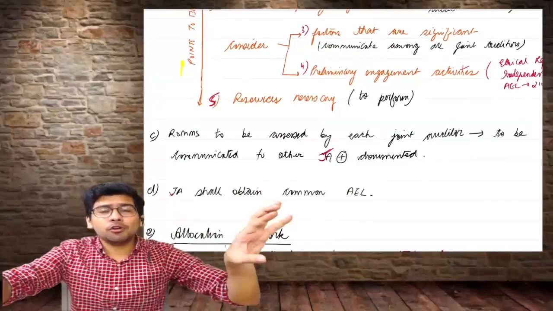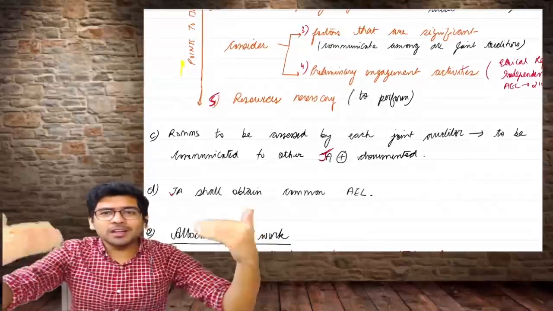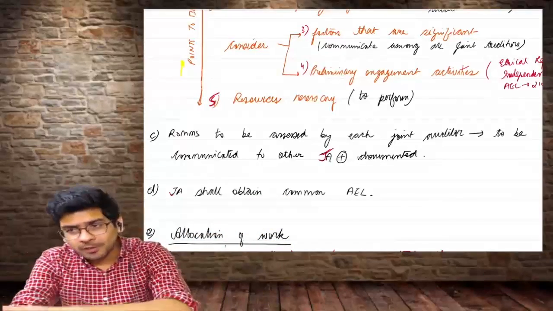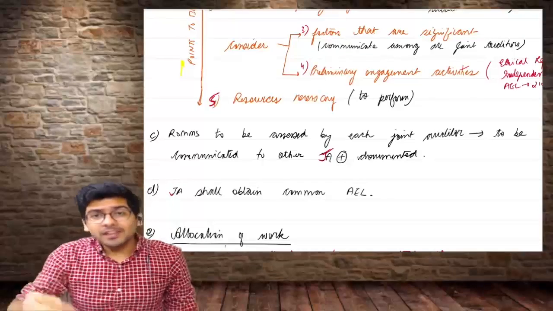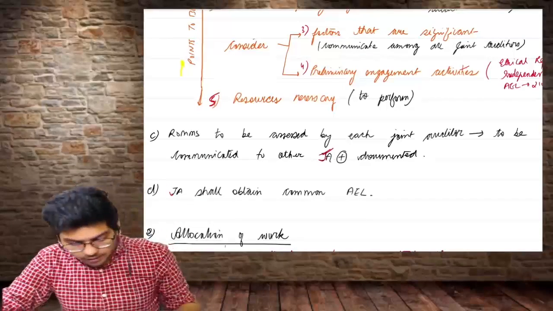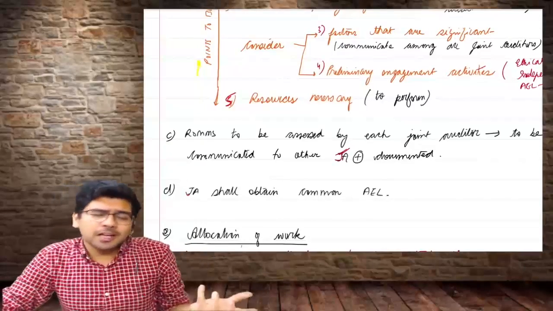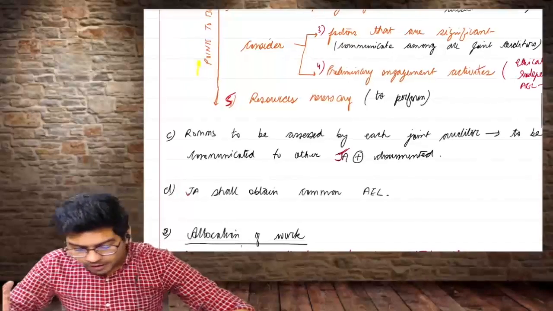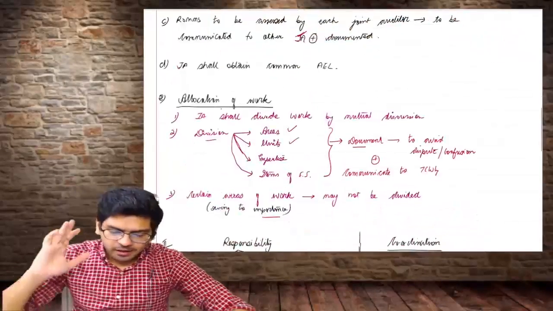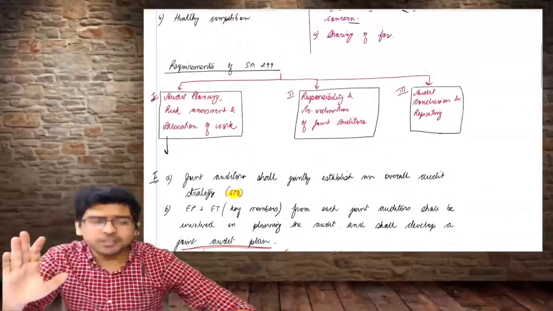Now let's say we have 4 auditors and we have divided the work, so they are going to assess their individual ROMs, and they are going to communicate the same to all the remaining auditors as well. All right, and they need to document the same. And the last point is, joint auditors can obtain a common audit engagement letter also, no problem about it. Now allocation of work, we have already discussed this. So we are done with the first requirement.